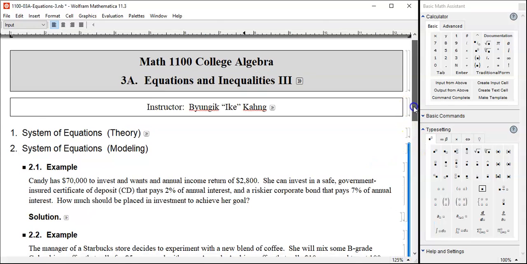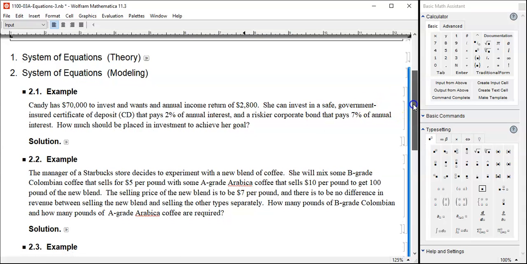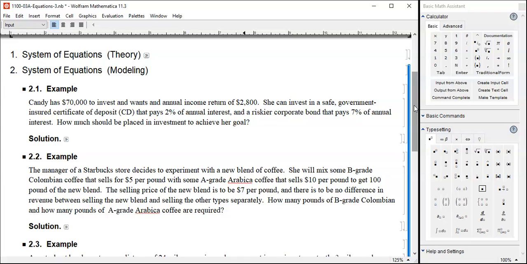Let me increase the font. Example 2.1. By the way, I just copied this problem from the textbook, so if you just read the textbook problem, you'll find the same problem there. Okay. Candy has $70,000 to invest and wants the annual income return of $2,800. She can invest in a safe government insured certificate of deposit that pays 2% of annual interest and a riskier corporate bond that pays 7% of annual interest.